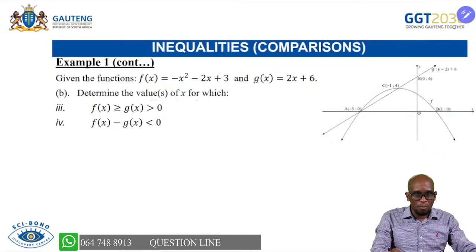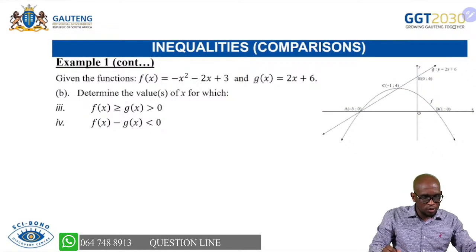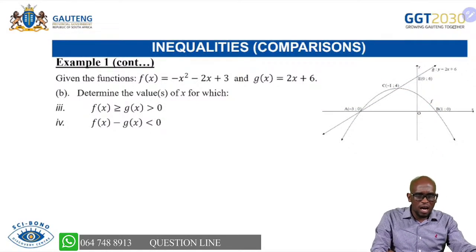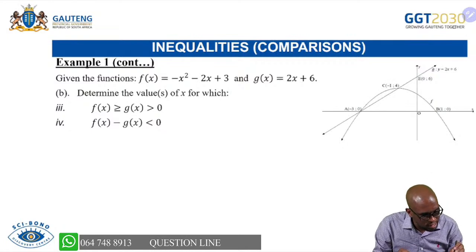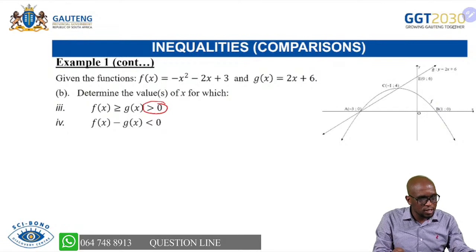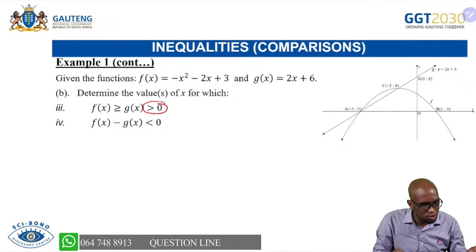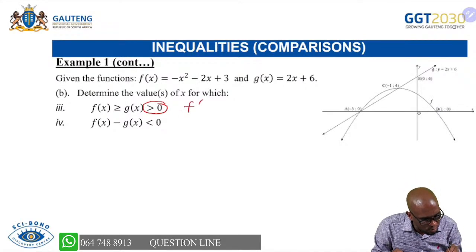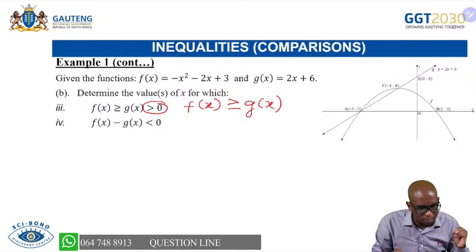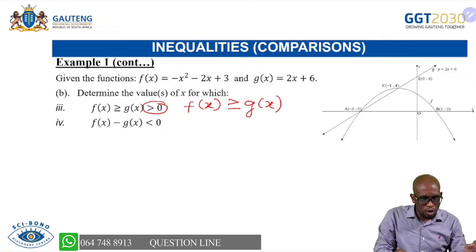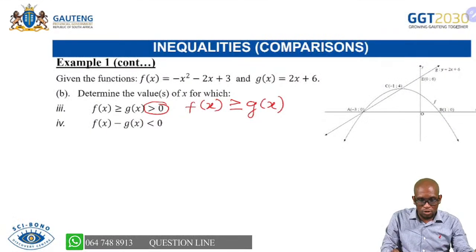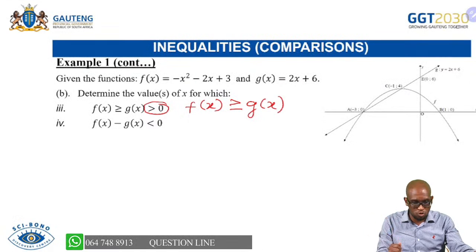Now, moving right along, if you check this one, it is now comparisons. We are now comparing two functions. The first one, there's an error here. This part should not be there. The part greater than 0 should not be there. We should have f of x. This problem is f of x greater than or equal to g of x. It's a typing error there. So we want to solve where f of x is greater than or equal to g of x. We are comparing the two.